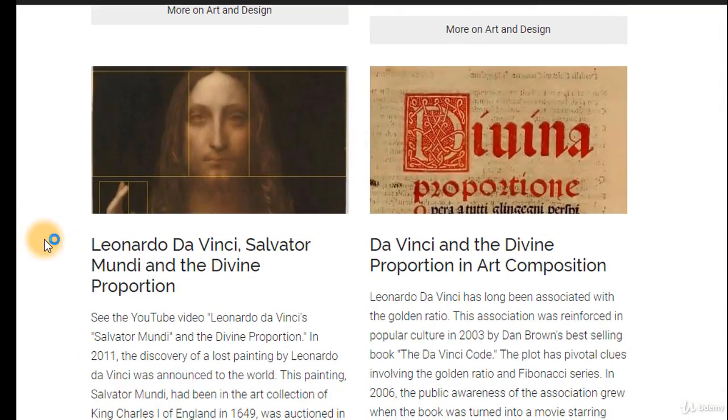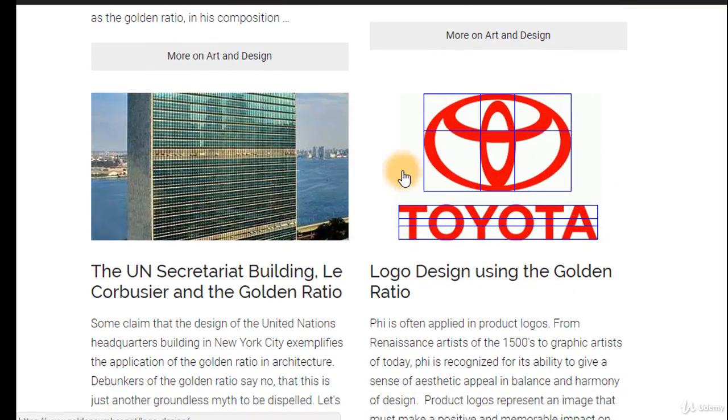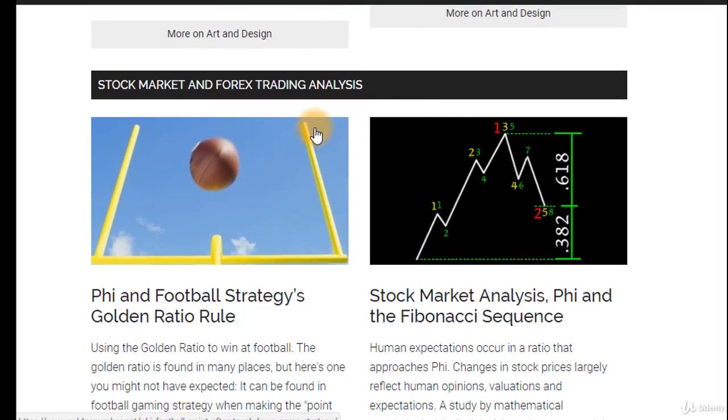This is amazing. You can see Leonardo da Vinci. This painting is in the proportion of the divine proportion, also known as the golden ratio. This is Da Vinci and divine proportion in art composition. The Toyota brand is in the golden ratio, and the UN Secretariat building is in the golden ratio. You can see that Pepsi and all these products are made in the golden ratio. The Aston Martin James Bond car is in the golden ratio. So there are thousands of millions of things.